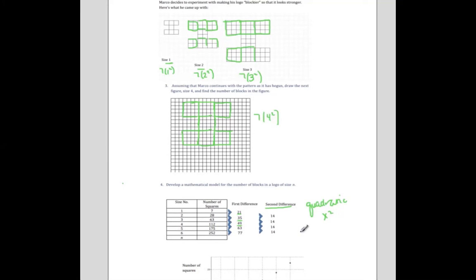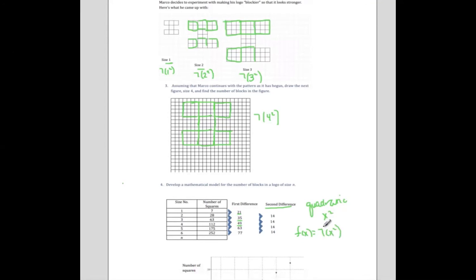My equation would be f of x is equal to 7 times x squared. Okay, all I had to do was figure out the size, and I squared that, and that gave me the size of each box. For the fifth one, they'd be 5 by 5 boxes, so it'd be 5 squared. And then I multiplied it by 7 because there were 7 of them. Okay? That gives me my explicit formula right here.